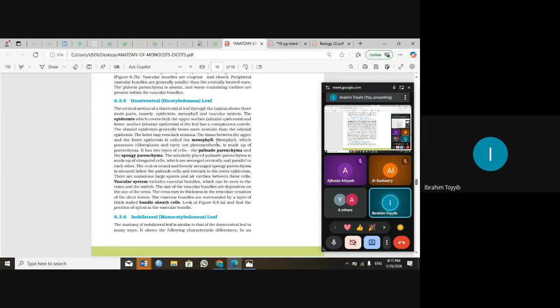So the tissue between the upper and lower epidermis is called what? Mesophyll. We have the upper epidermis and the lower epidermis, and the tissue between them is called mesophyll. This mesophyll possesses chloroplasts and carries out photosynthesis. It is made up of parenchyma. This parenchyma has two types of cell: palisade parenchyma and spongy parenchyma.